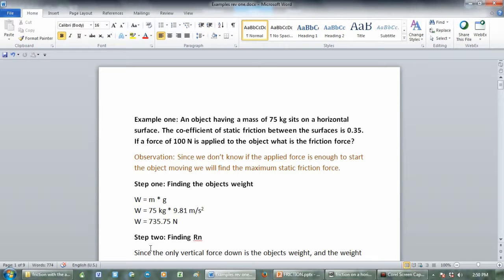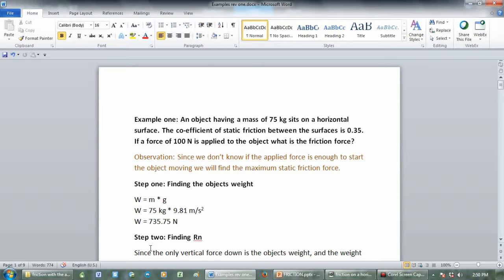Since they don't tell us the angle the force is applied at, we are going to assume it's horizontal to the surface. Observation. Since we don't know if the applied force is enough to start the object moving, we will find the maximum static friction force.